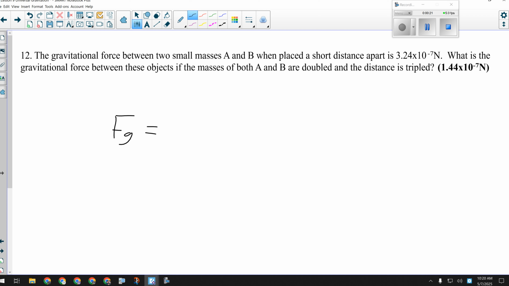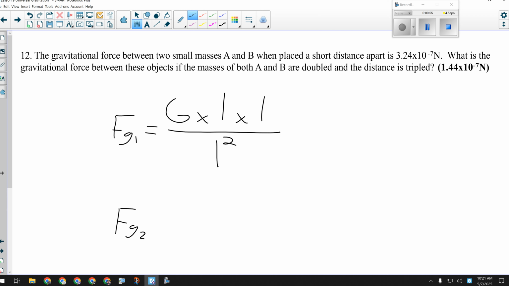So what I'm going to do is say, all right, that FG, whatever it was, was calculated by going G times the two masses, and I'm just going to say that they were 1 and 1. Okay? And I'm also going to say that they were 1 meter apart. And I got that number. Now it wants to know what's the gravitational attractive force if you double the two masses and triple how far apart they are. So this is force of gravity in situation 1.